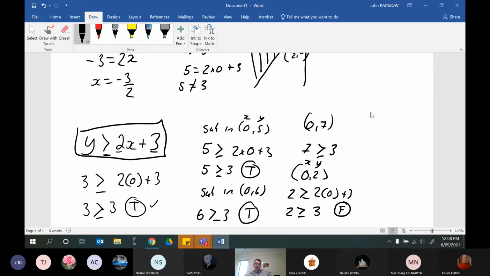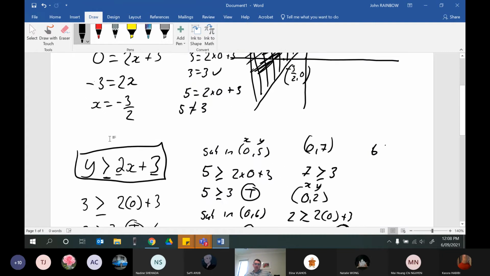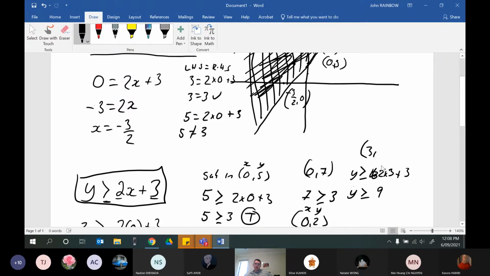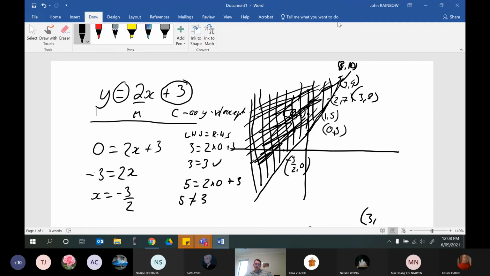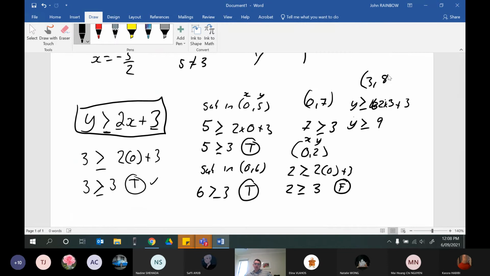So if you put in 3 for x, we're looking at 3, 10, right? If you just put in 3 for x, and we don't worry about the other value, you're going to have y equals 2 times 3 plus 3. That's 6 plus 3, which is 9. So as you can see here, all the true values for y will be anything equal to or greater than 9. So when you're looking at the 3, anything above that is all going to be true, but below that would be false. Because if it was 8, then that statement would not be true.